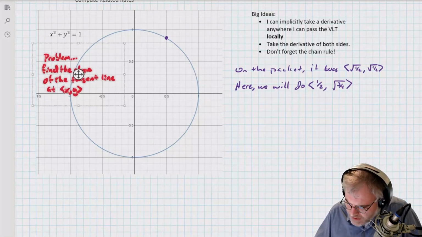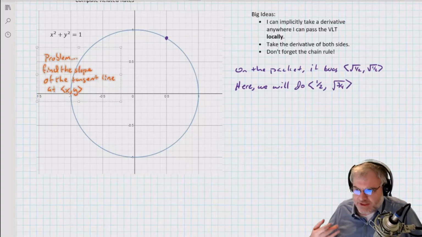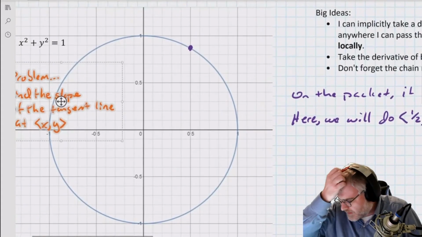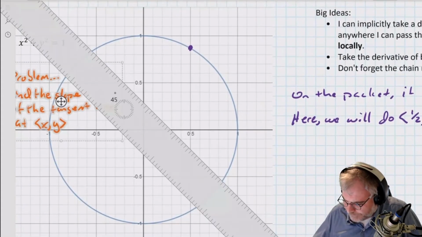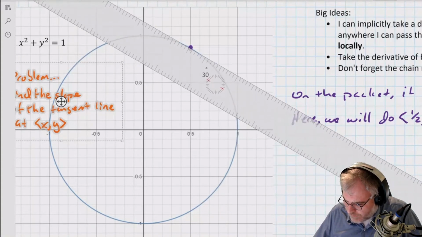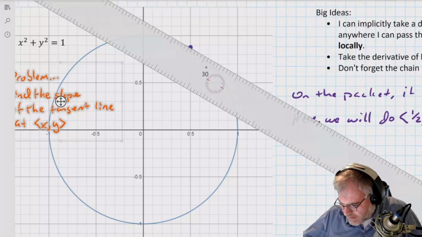Now, it's clear this thing has tangent lines. After all, that's why we call them tangent lines. The whole concept of a tangent line refers to the circle. So the tangent line here is going to be the thing that touches the circle at one point, and it's perpendicular to the radius.